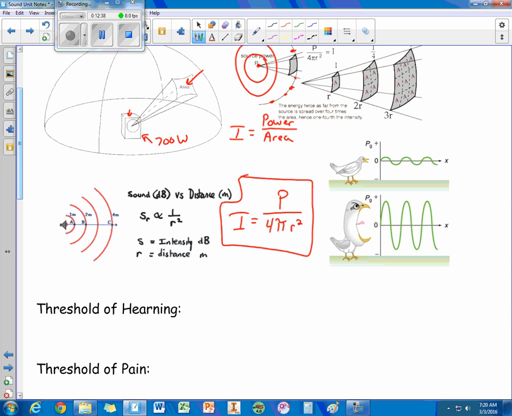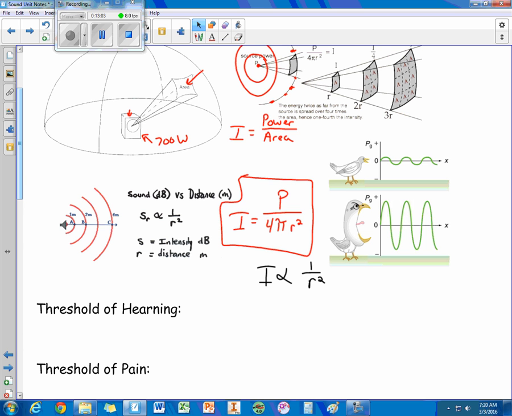So notice then that volume is an inverse square law. The intensity is proportional to 1 over the distance squared. And in that way, sound has a lot in common with gravity. Gravity is an inverse square law. It becomes weaker with 1 over the square of the distance.